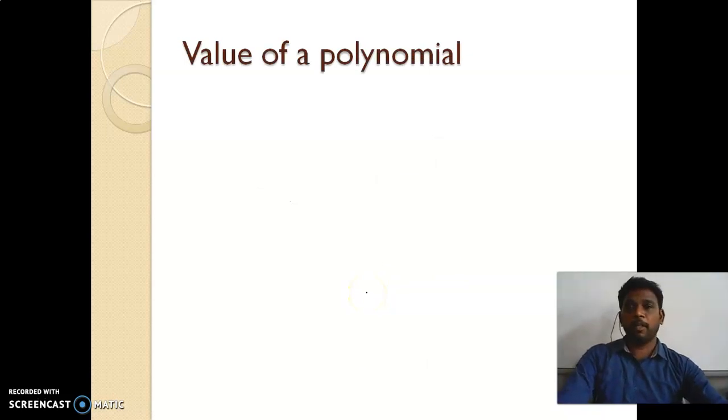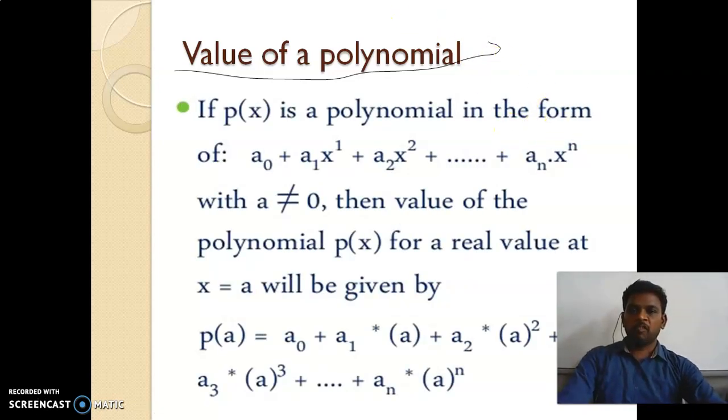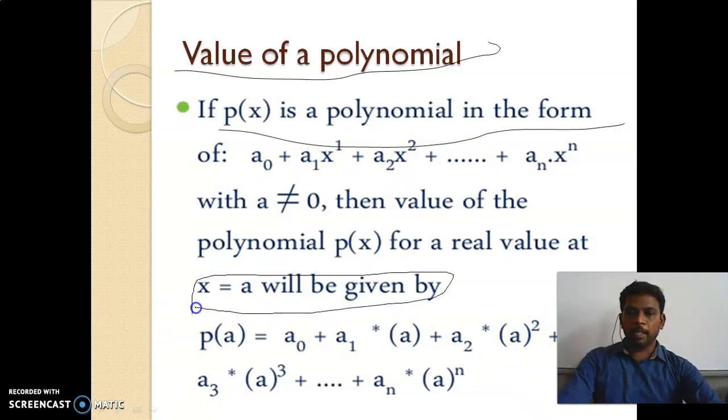Right. Next definition, that is the value of the polynomial. So what is the value of the polynomial? How can you find out the value of the polynomial? Look at the definition here. If P of x is a polynomial in the general form, which we already know, and if x equals a is given, then we can find the value of the polynomial P of x.